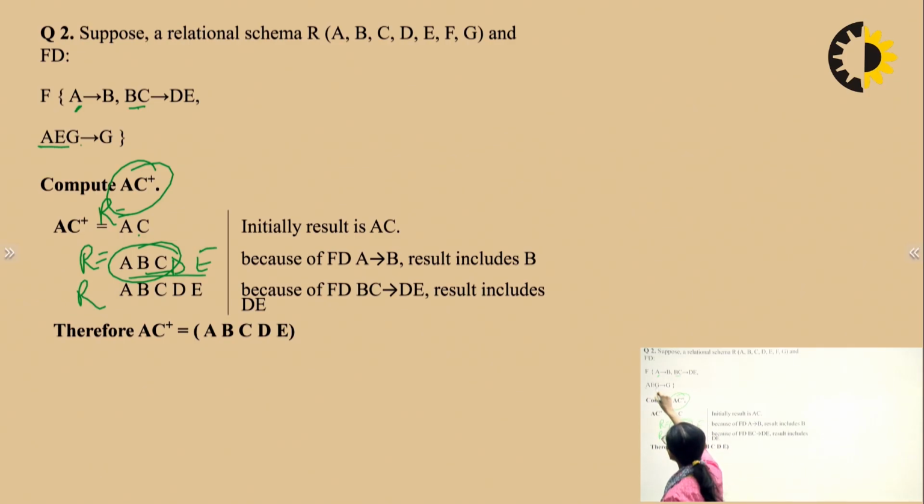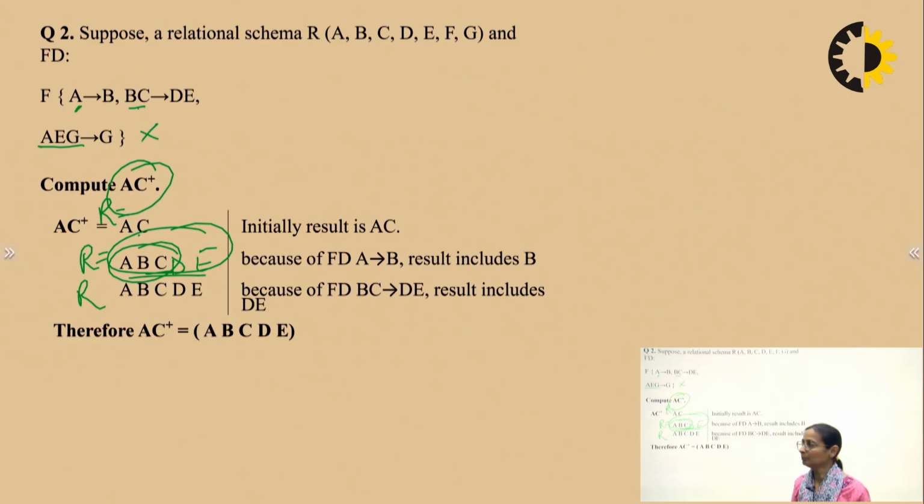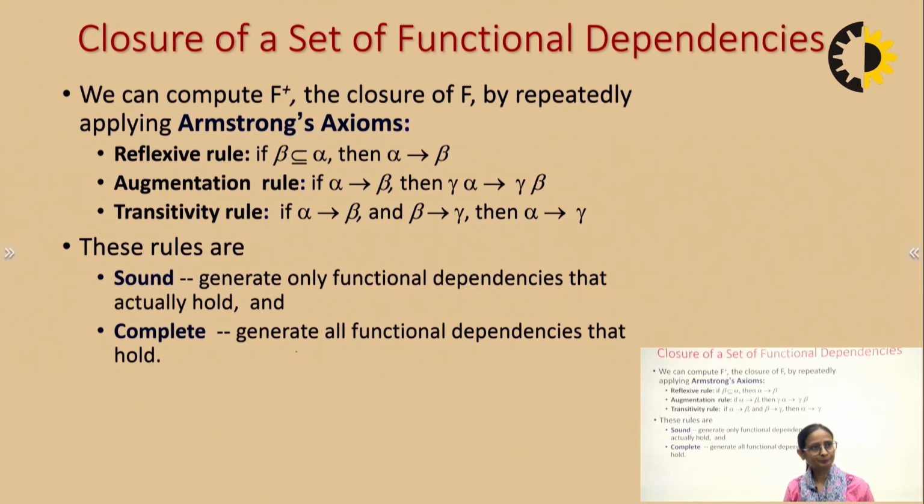Now look, go here, AG implies D. G is not part of my result, and that is why we cannot use this FD to include more elements in my closure set. So here the closure of AC becomes A, B, C, D, E. This is how we generate the closure of attributes.